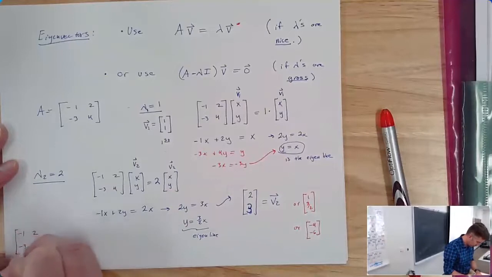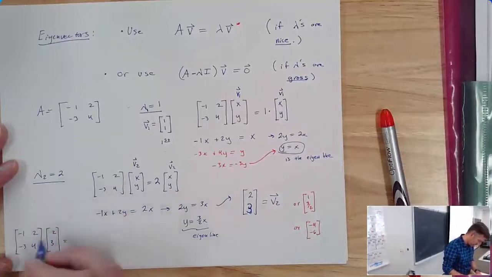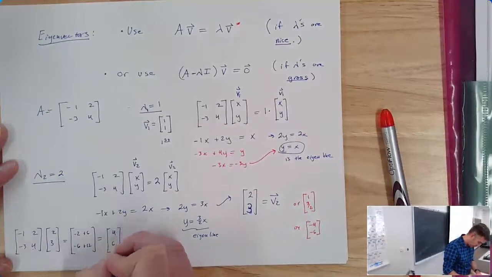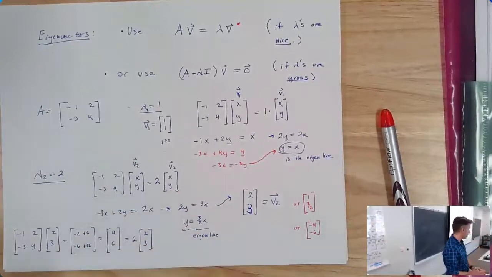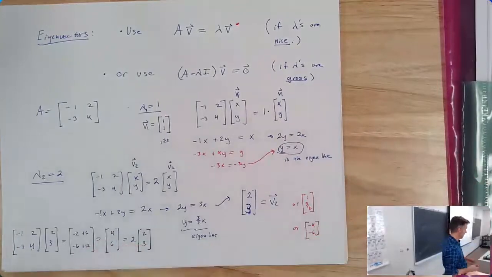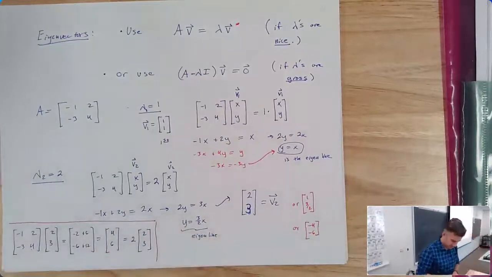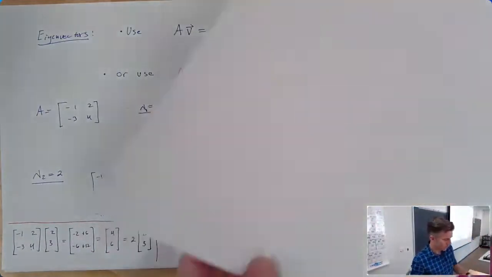Negative 1, 2, negative 3, 4 times my choice of eigenvector, which was 2, 3, is going to give us negative 1 times 2 plus 2 times 3, and then the second coordinate's negative 3 times 2 plus 4 times 3, which ends up equaling 4 comma 6, which is indeed 2 times the eigenvector 2 comma 3, as it should be. So you never need to check this, but it's nice to see that we really are getting what we said we should get. But yeah, we often prefer to avoid fractions if at all possible.